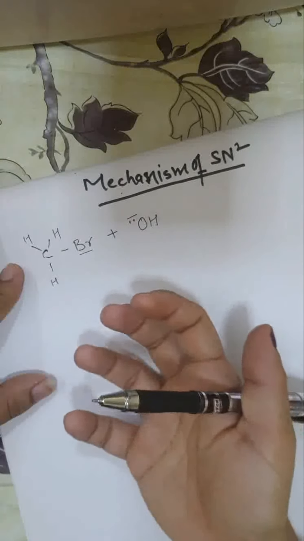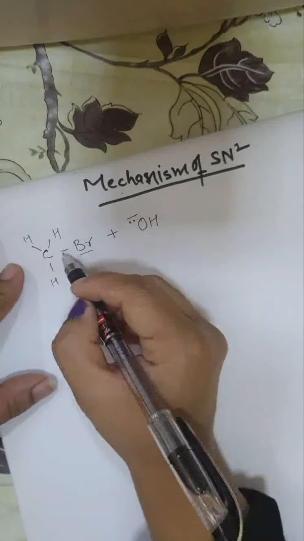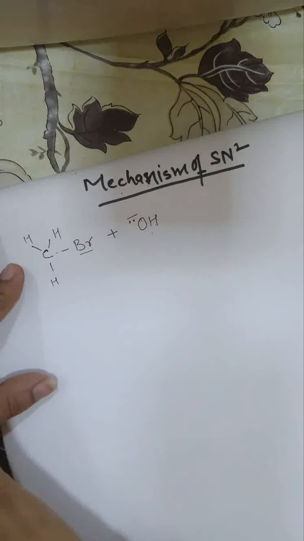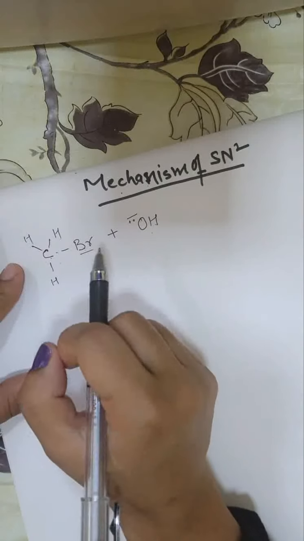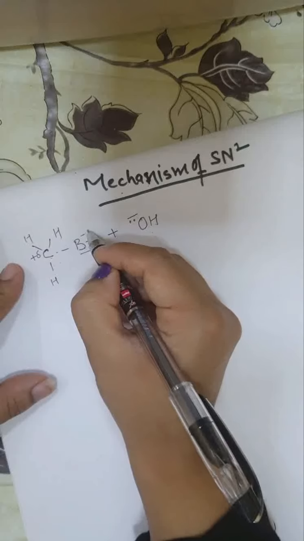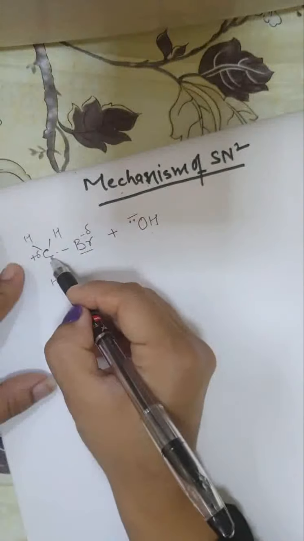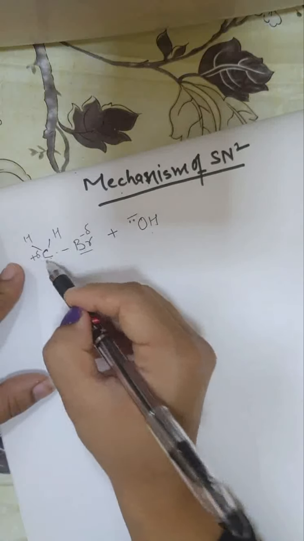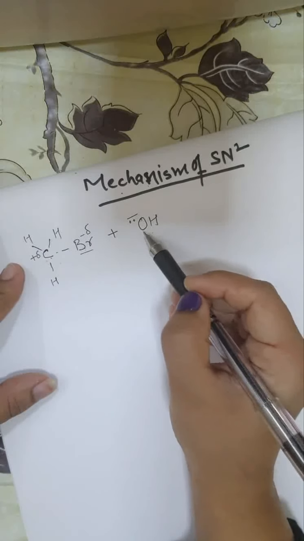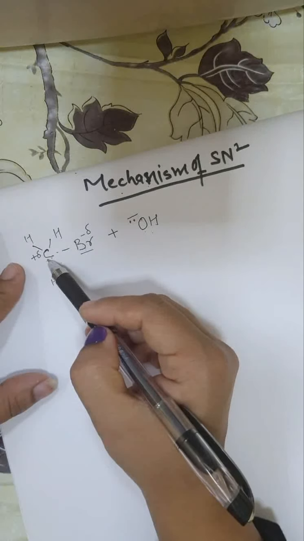Now how does this reaction occur? SN2 is a one-step reaction, which means the whole reaction occurs in one step. The carbon and bromine bond is a polar bond because of the electronegativity difference. So carbon possesses a partial positive charge and bromine possesses a partial negative charge. Because of this partial positive charge, carbon attracts the hydroxide ion, so the hydroxide ion easily attaches to the carbon atom.